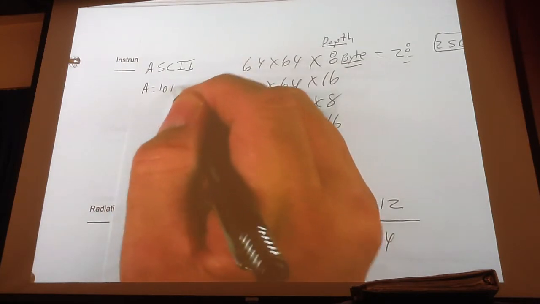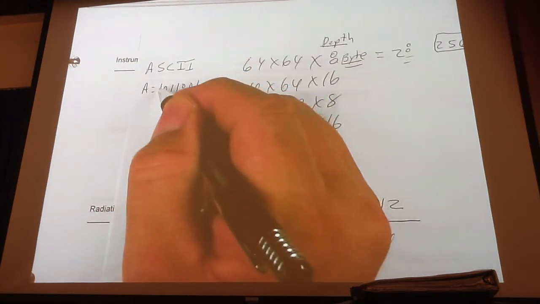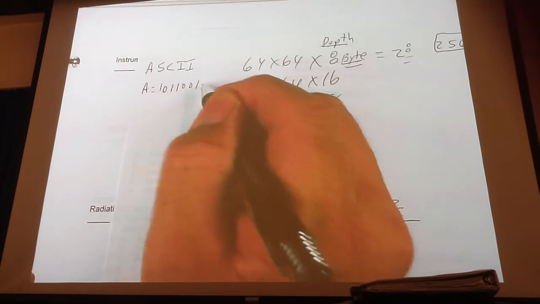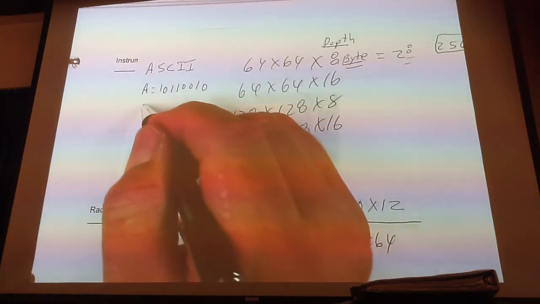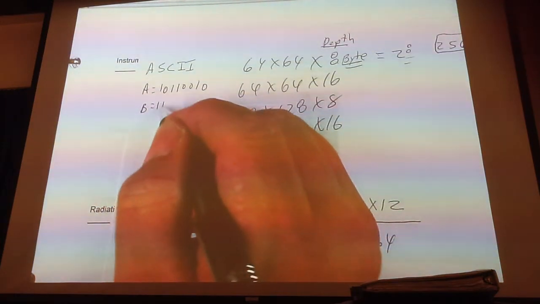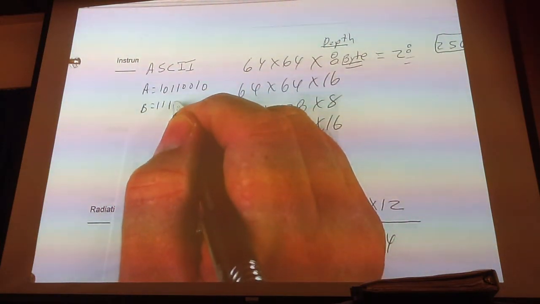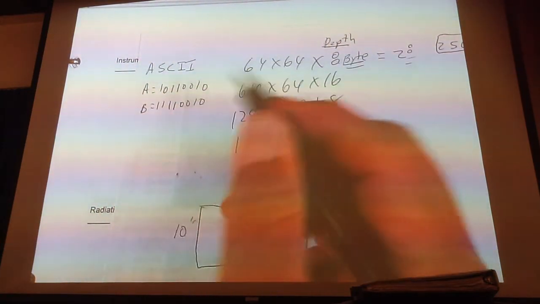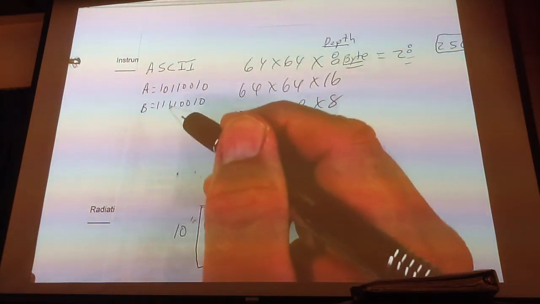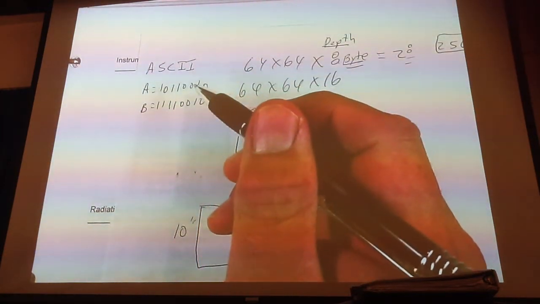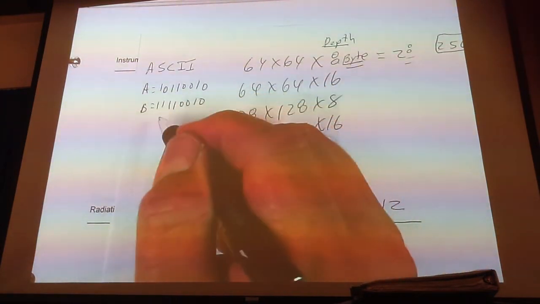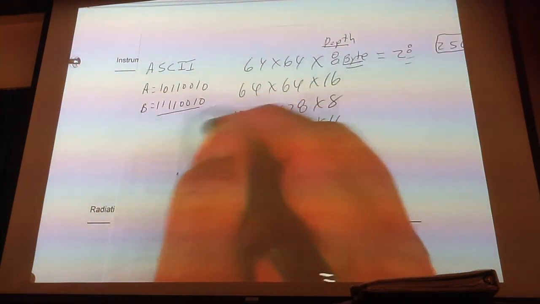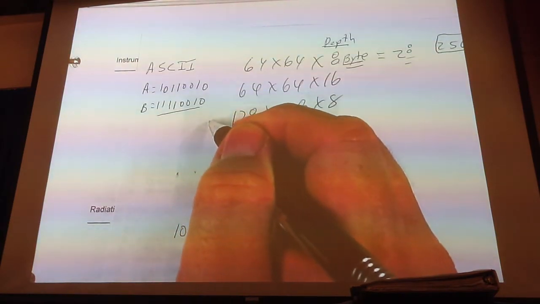This might be the code for the letter A. B might be 111100010. So every symbol on your keyboard, exclamation points, spaces, everything, has its own unique 8-bit code. So that's why they call it a byte.